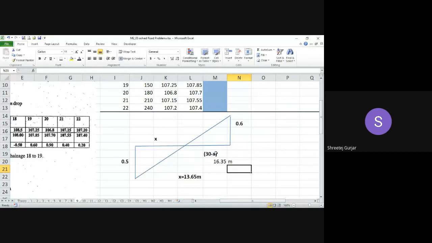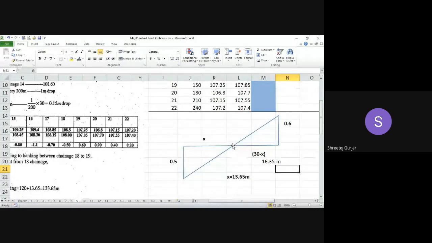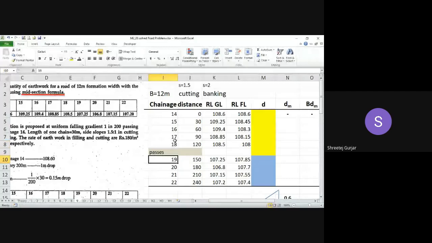So now we know where exactly your zero is falling, where the depth 0 is falling. It is between the 18th and 19th chainage. So I have added a row over here, and the distance, it is how much? 120 plus 13.65. It is 133.65. So for RL of ground and RL of formation, no need of writing anything over here. You can keep it blank. The depth is 0 over here.